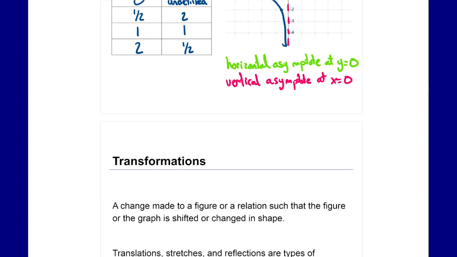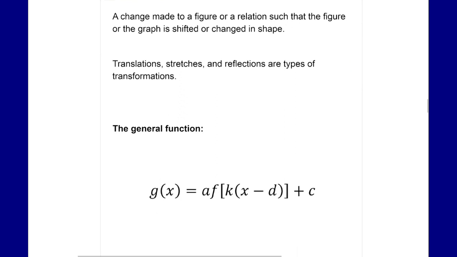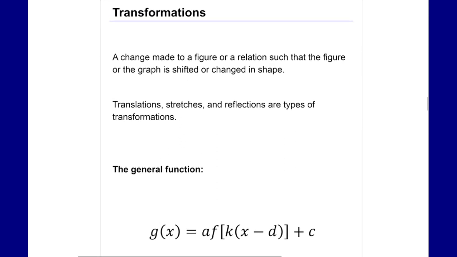Now that we've looked at what the base or parent functions are, now we can look at transformations. A transformation is a change made to a figure or a relation such that the figure or the graph is shifted or changed in shape. So basically, we are changing the shape or location of our base or parent function. The main types of transformations are translations, stretches, and reflections.